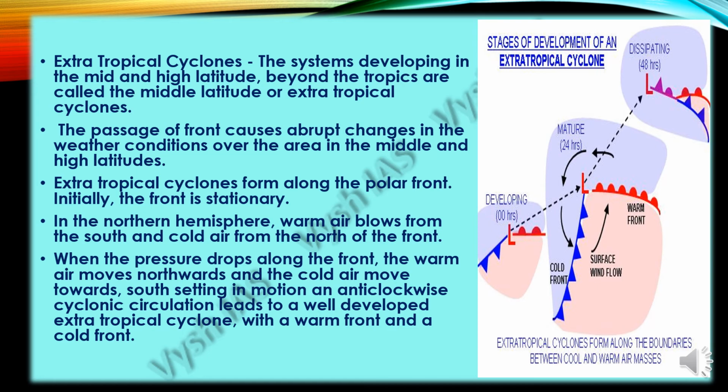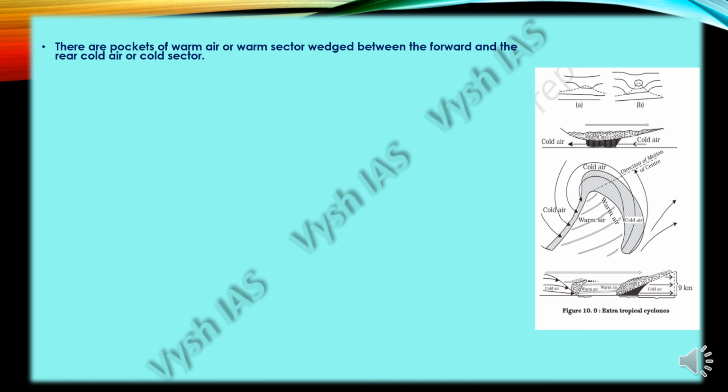This will set in an anti-clockwise cyclonic circulation, and it will lead to a well-developed extratropical cyclone which will form a warm front and a cold front. There will be pockets of warm air, or a warm sector, wedged between the forward and the rear cold air, or the cold sector. As you can see in the picture, you can see warm air over here and cold air on both sides, and even over here cold air with warm air in between.